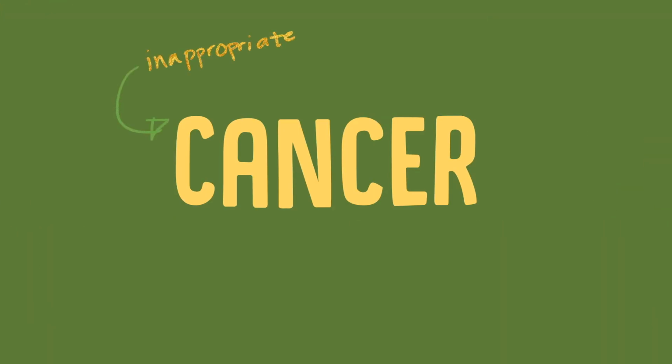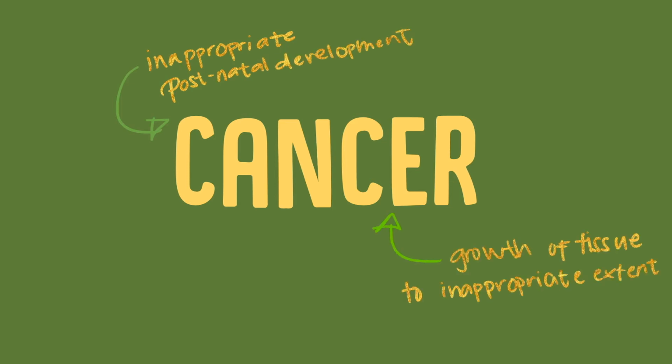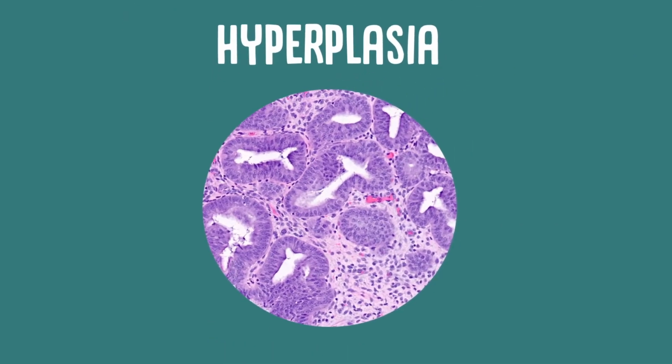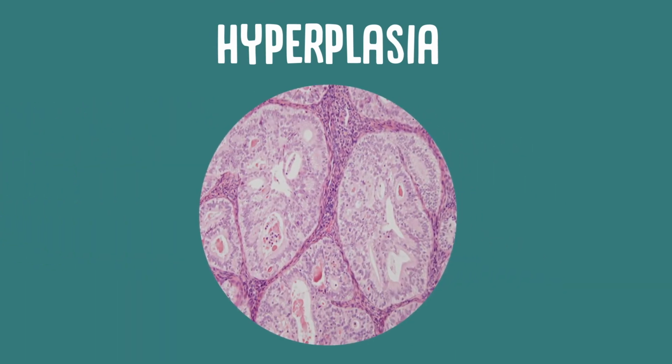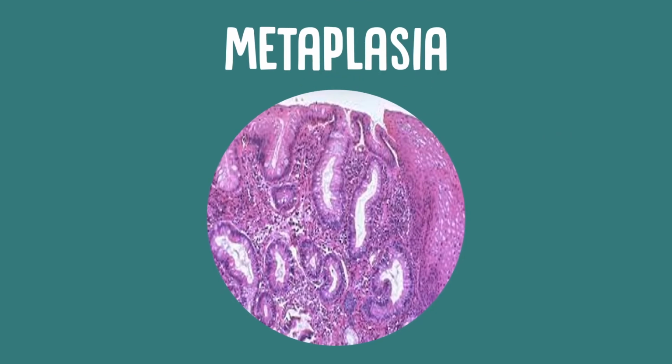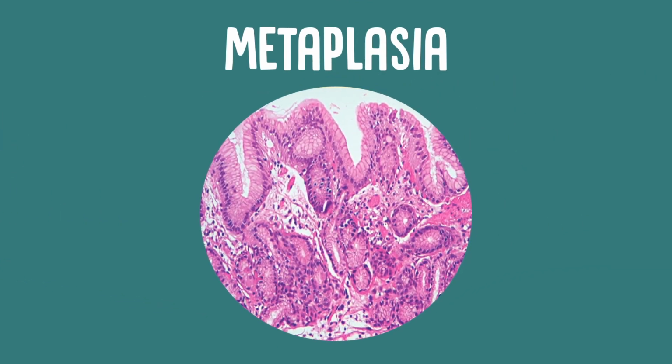Cancer. Cancer is a type of inappropriate postnatal development. It is the growth of the body's own tissue to an inappropriate extent. Postnatal defects include hyperplasia and metaplasia. Hyperplasia is an excessive production but normal cell differentiation turnover. Metaplasia is the conversion of one tissue type to another.